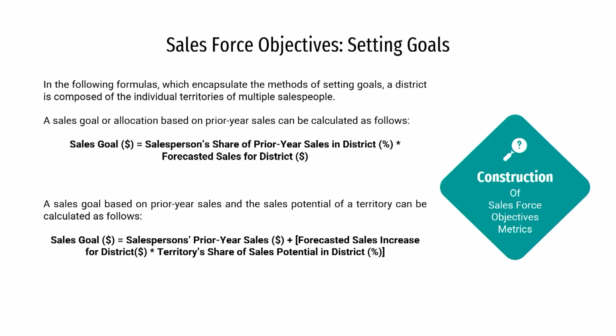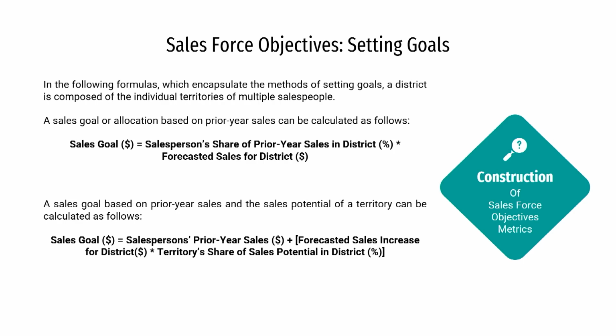Now, let us try to devise some of the formulas for the metrics associated with the Salesforce objectives. You can look at this formula, which basically encapsulates the methods of setting the goals. A district is assumed to be composed of the individual territories of multiple salespeople. A sales goal or allocation based on prior year sales can be calculated as per the formula.